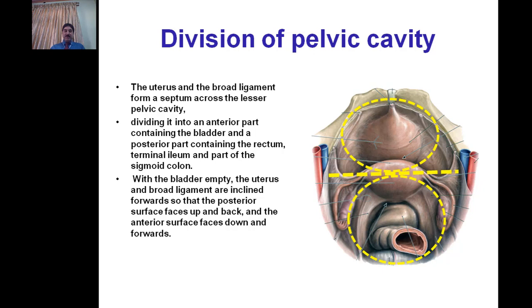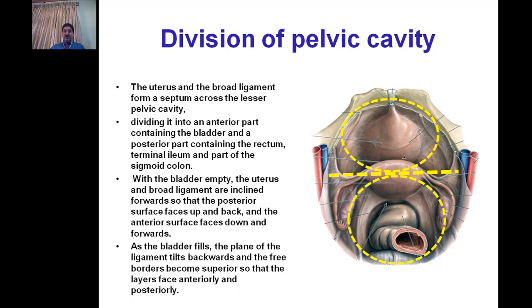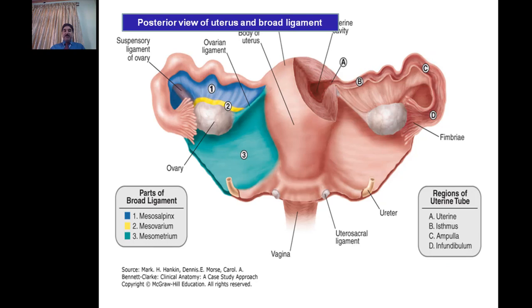As the bladder fills, the plane of ligament tilts backwards and the free borders become superior so that layers face anteriorly and posteriorly. Posterior view of the broad ligament. If we look at the broad ligament from posterior aspect, what are the various structures we can see? From the posterior aspect, you can see mesosalpinx and uterine tubes.